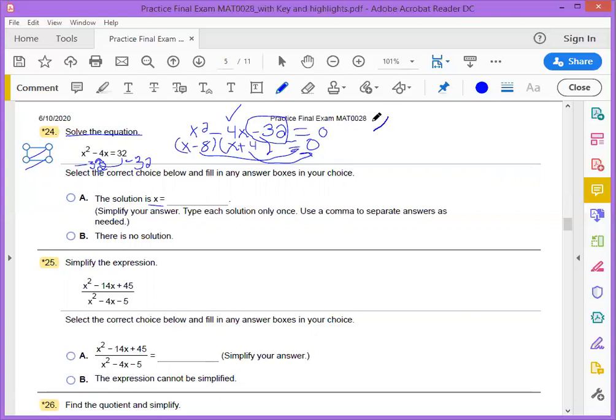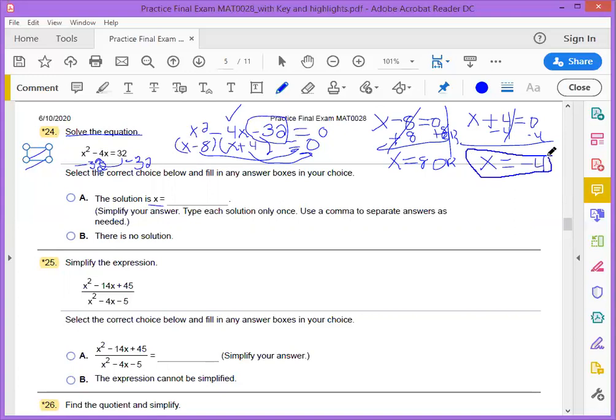So x minus 8 equals 0, or x plus 4 equals 0. We're going to solve each of these equations. So x minus 8 equals 0, we solve by adding 8 to both sides. We'll get x equals 8, or subtract 4 here, x equals negative 4. So these are our two solutions, 8 or negative 4.